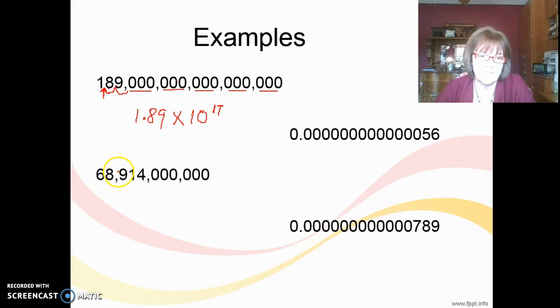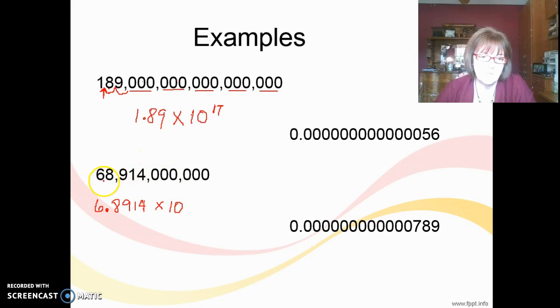Okay, let's do another one. Now look at this one. It's kind of a big number, but still, if I tried to put my decimal point here, 68 is bigger than 10. So I want to go here. It's always going to have a digit, then the decimal point, and then whatever else you need to include. In this case, we've got a little bit more to include. 6, 8, 9, 1, 4. All right, that's going to be times 10.